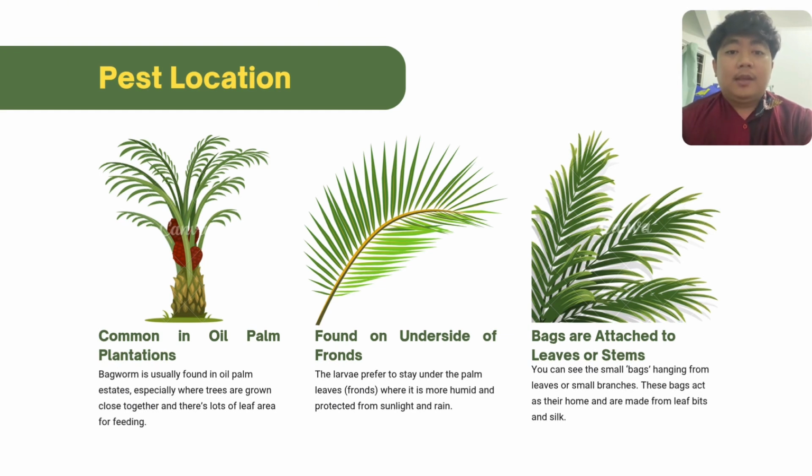When conducting inspections, always check the underside of fronds, especially on trees that are close together. Focus your attention on areas with dense foliage where bagworms are most likely to establish themselves and multiply.